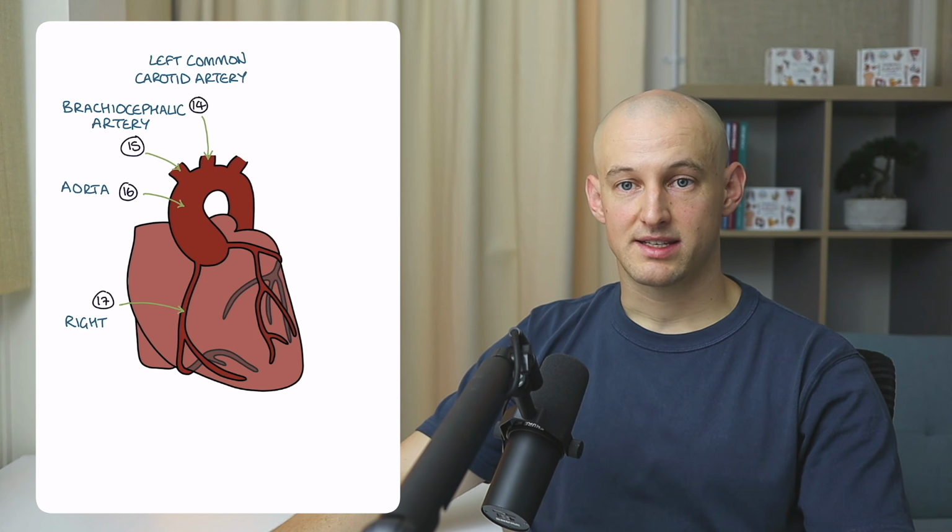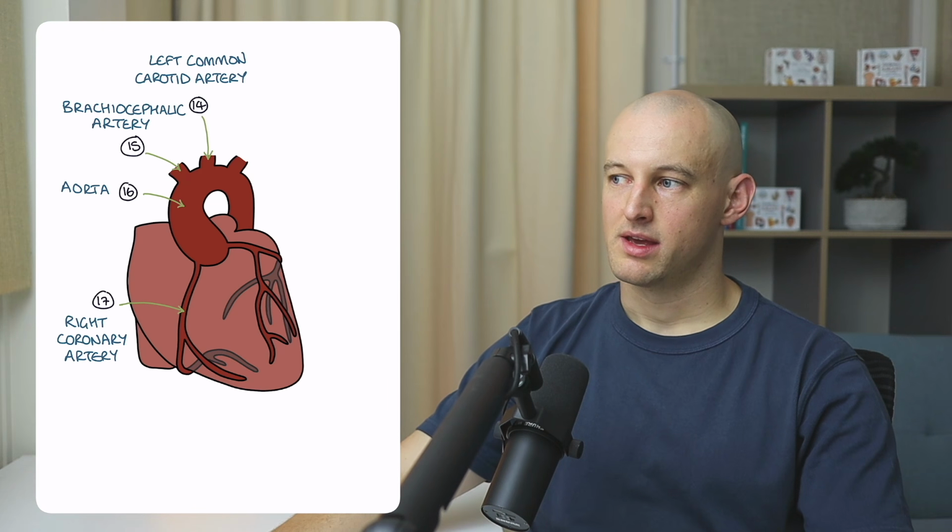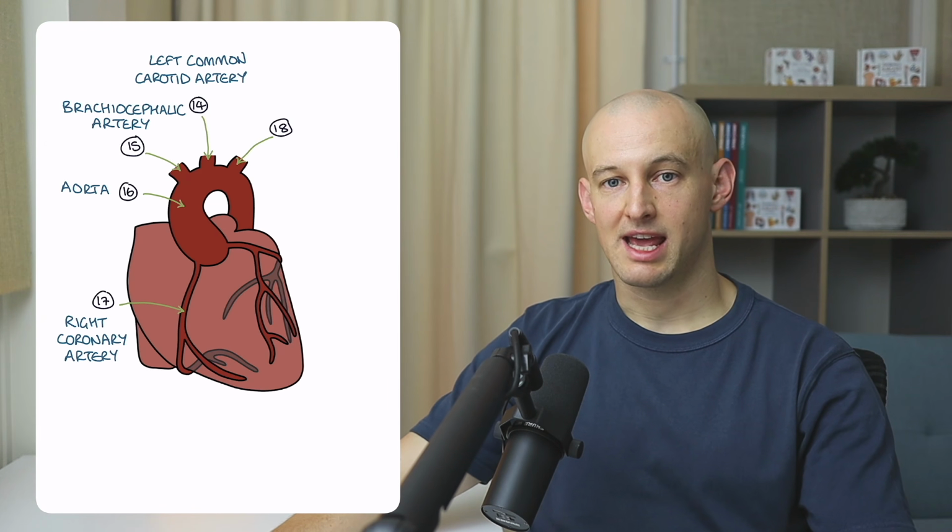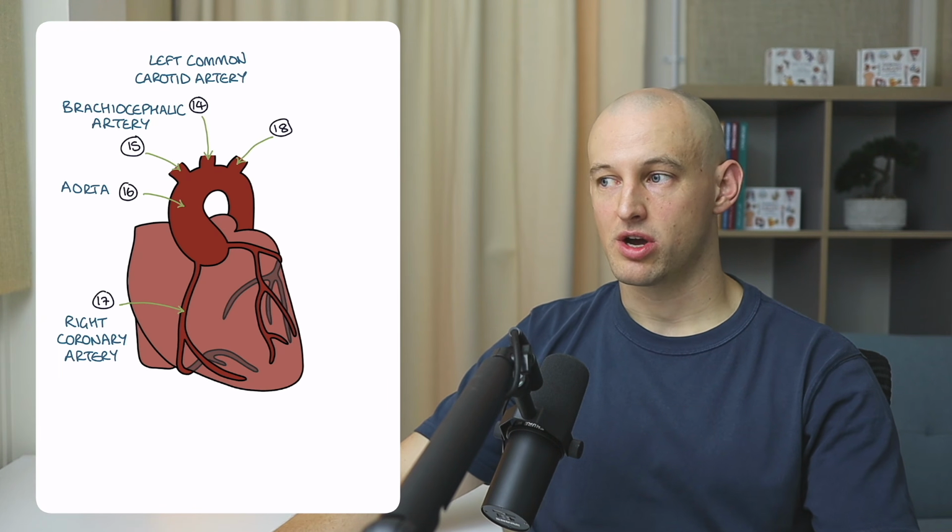This is the right coronary artery. Question 18. What's the name of this third branch off the aorta?